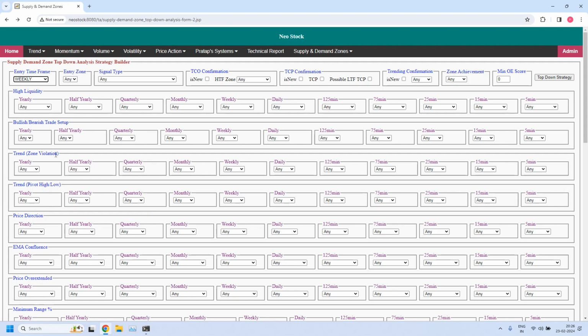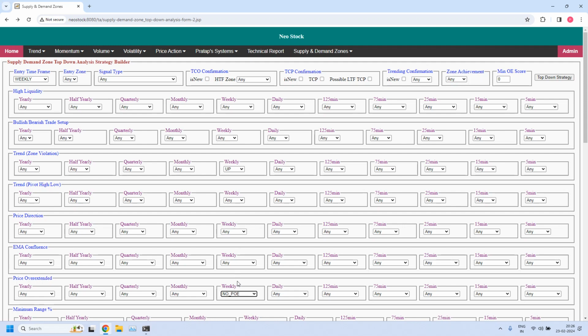That's why, for zone violation trend, I am selecting weekly trend as uptrend. And during uptrend, how many stocks have price over extension completed? Let us look into that. We have a parameter called price over extended. In weekly, there is no POE. That means no price over extension, which means price over extension is completed.